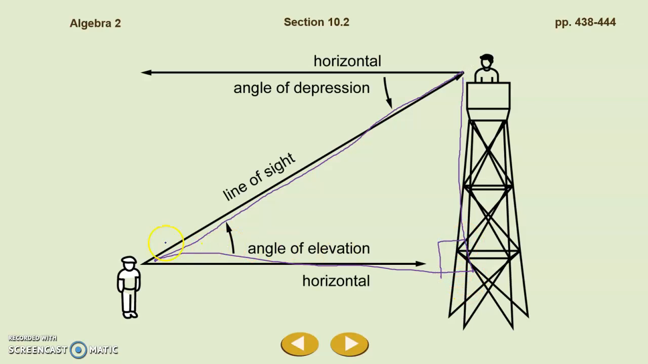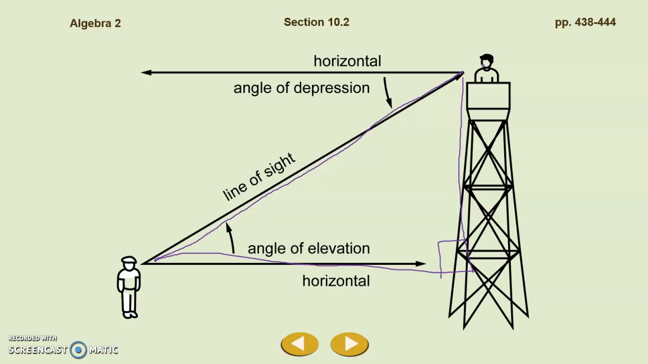Because we know this is a right triangle, we could find the angle of elevation. We could find the height of the tower. We could find the horizontal distance. We could find the line of sight, so the distance from eye to eye. And we could do all of that with only a few pieces of information.